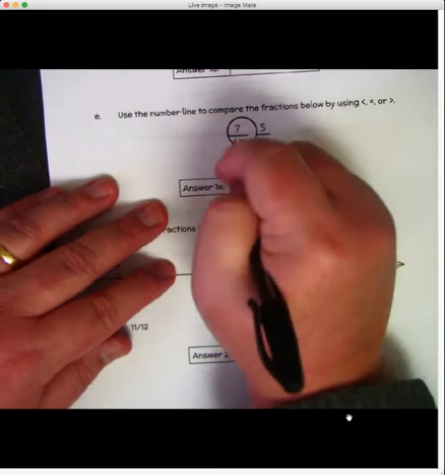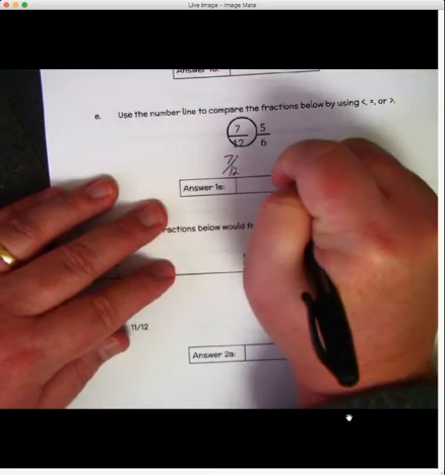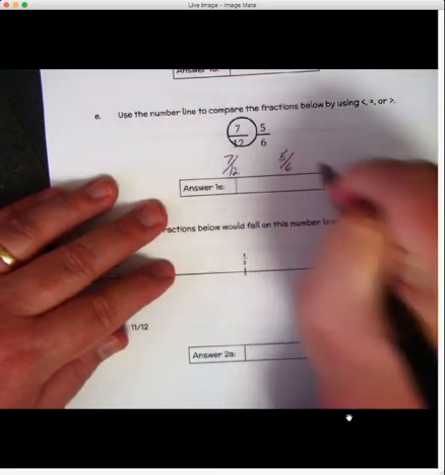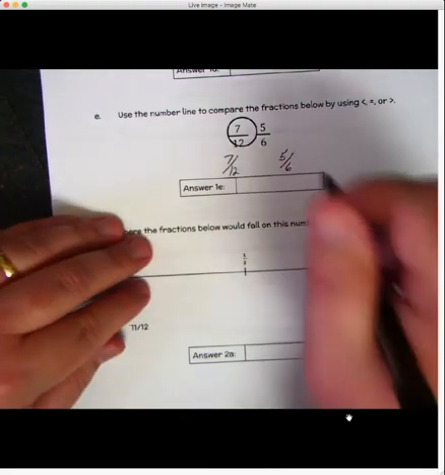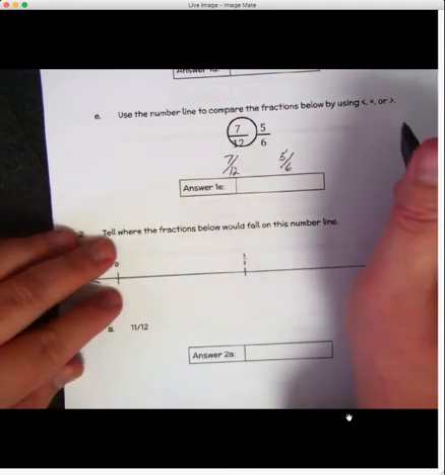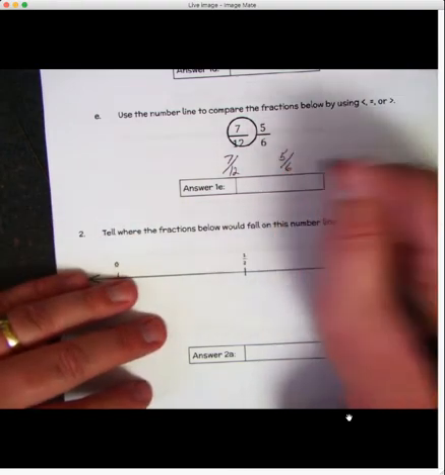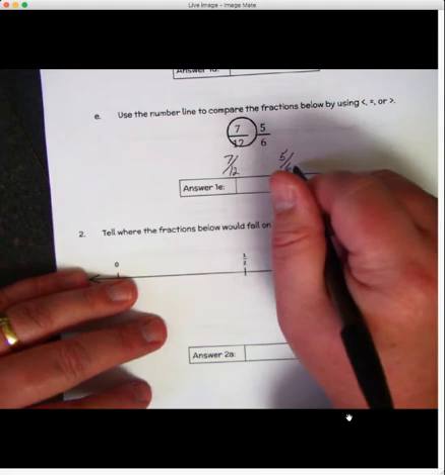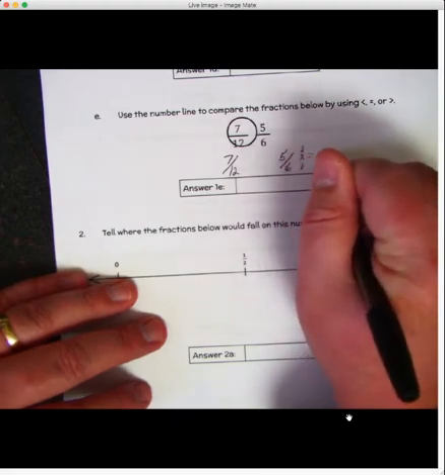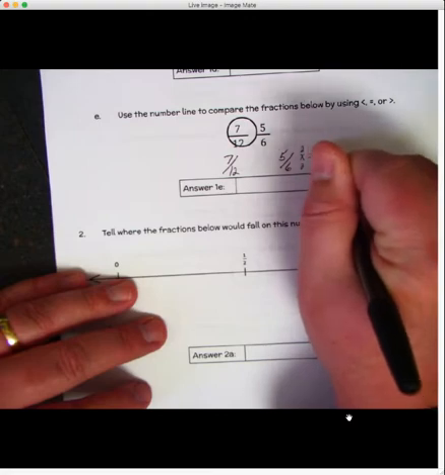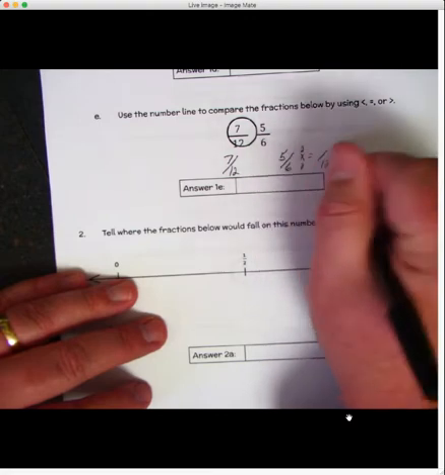How about 7/12 and 5/6? 5/6. Well, that's hard, isn't it? I want you to think about this when we look at ones like this. What if we made the 6 a 12? We could multiply both top and bottom by 2, couldn't we? So we made this a 12. 2 times 6 is 12. What's 2 times 5?